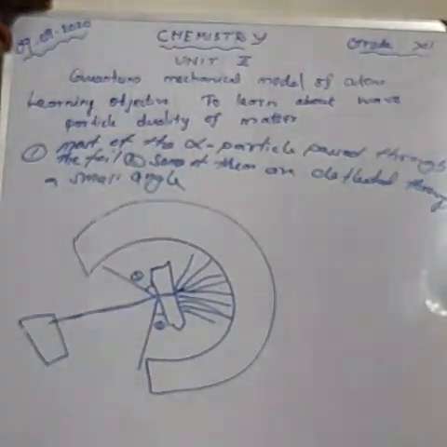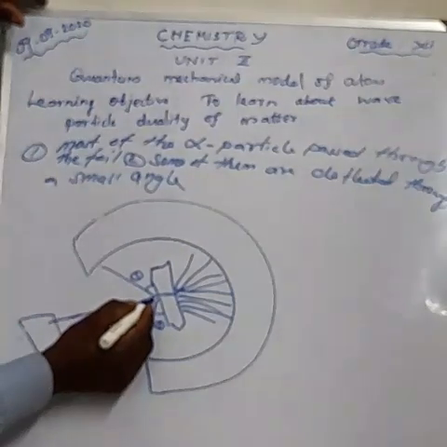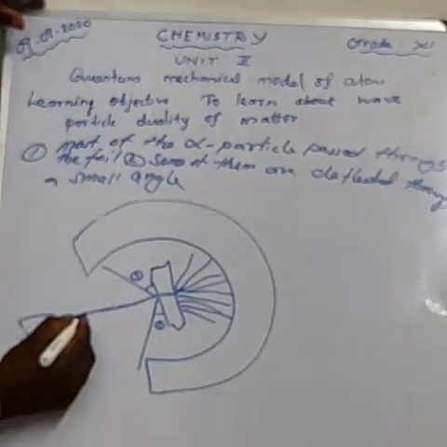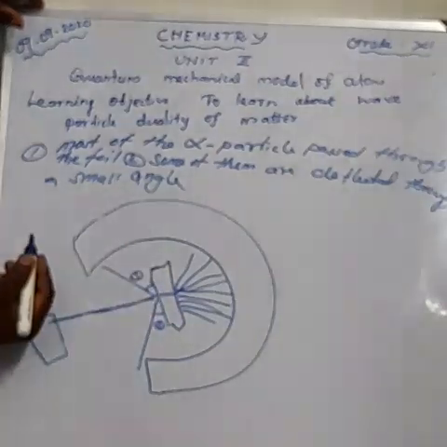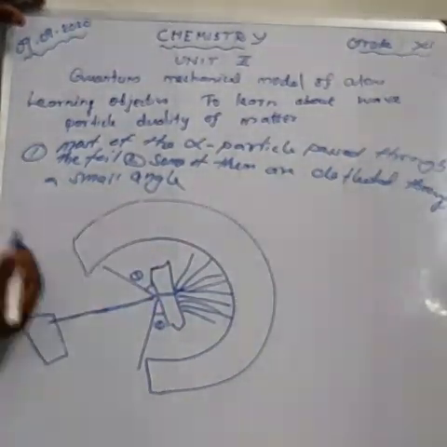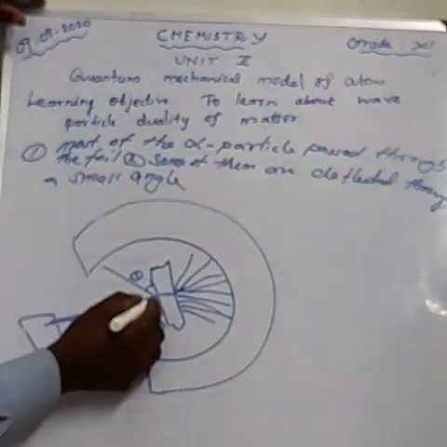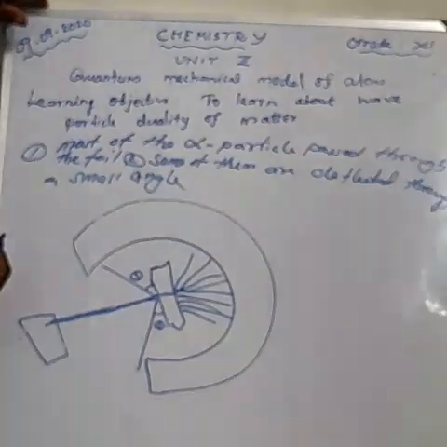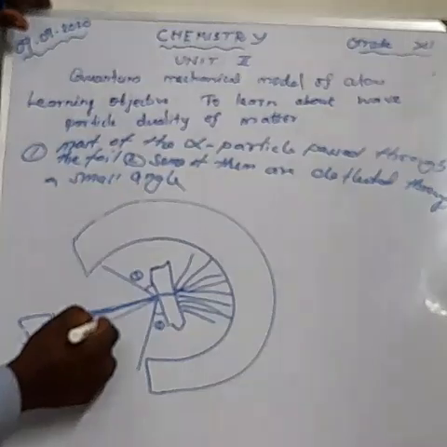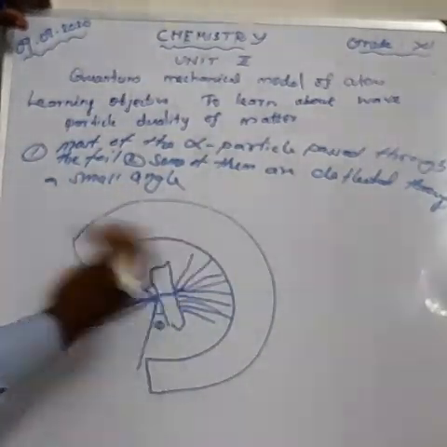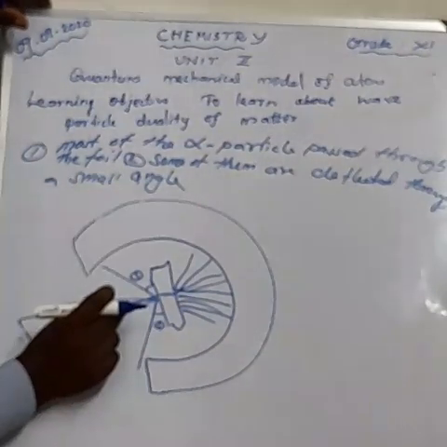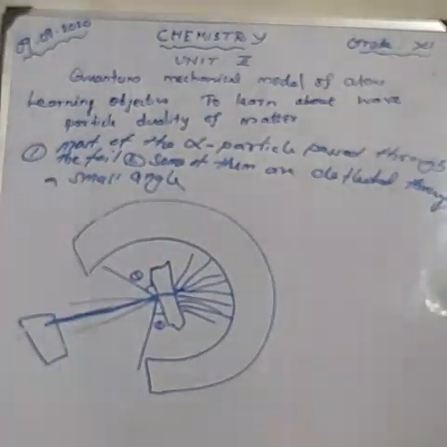The third: very few of the alpha particles were reflected back by 180 degrees. Clear? It's a very, very important point. Very important, the three points.